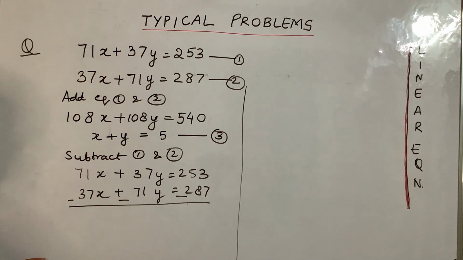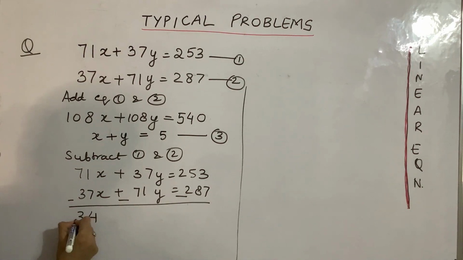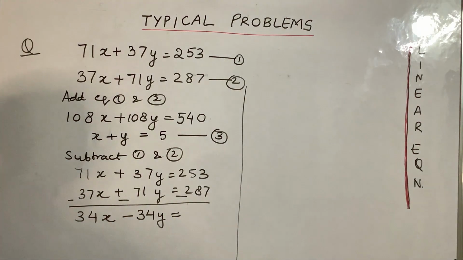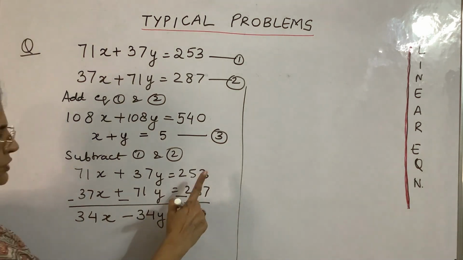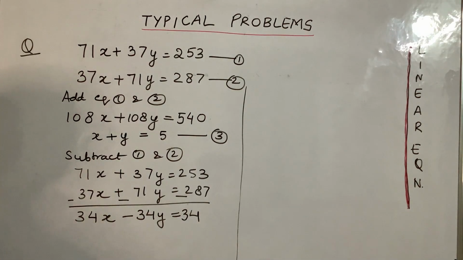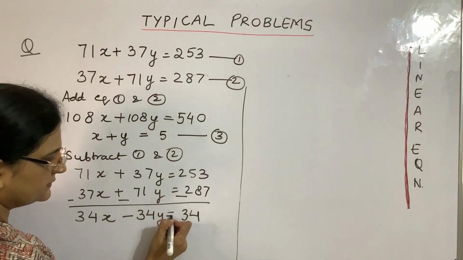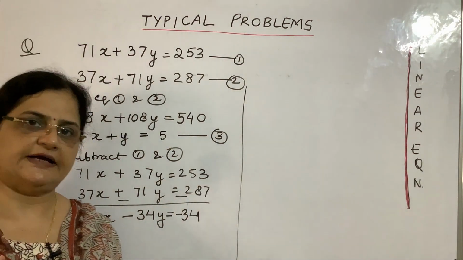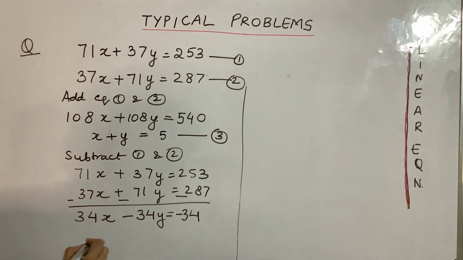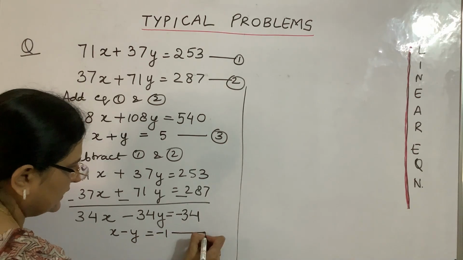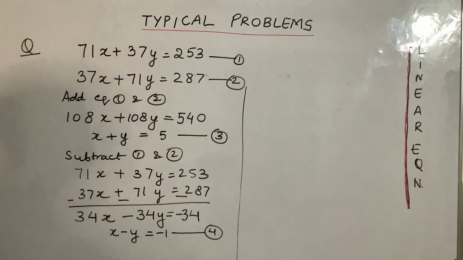Okay, so you get here 34x minus 34y and subtract, so you will get 34 here, and of course with a negative sign because this is greater than this. Now you can see that 34 is common, so divide the entire equation by 34. Dividing the entire equation by 34, you get x minus y is equal to minus 1. Let us say this is the fourth equation.